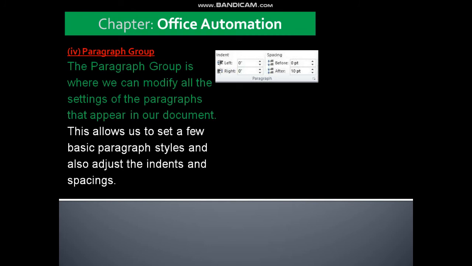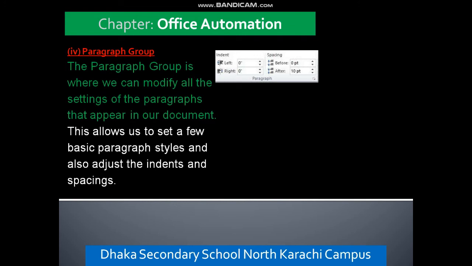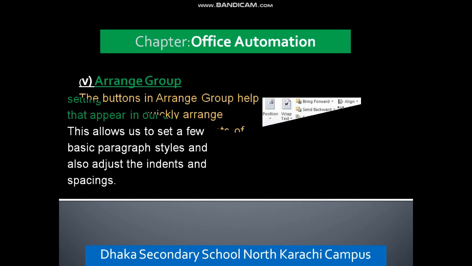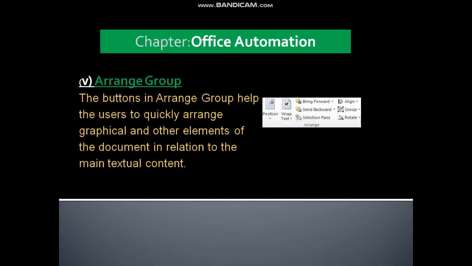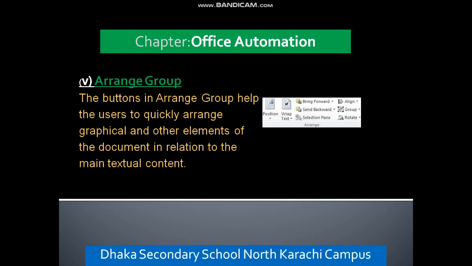Paragraph group. The paragraph group is where we can modify all the settings of the paragraph that apply in our document. Arrange group. These buttons in the arrange group help the user to quickly arrange graphical and other elements of the document in relation to the main textual content.